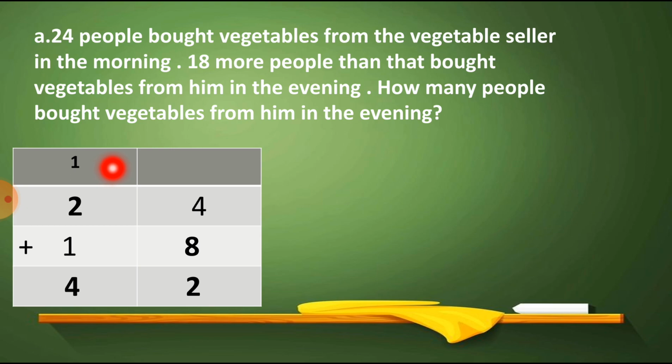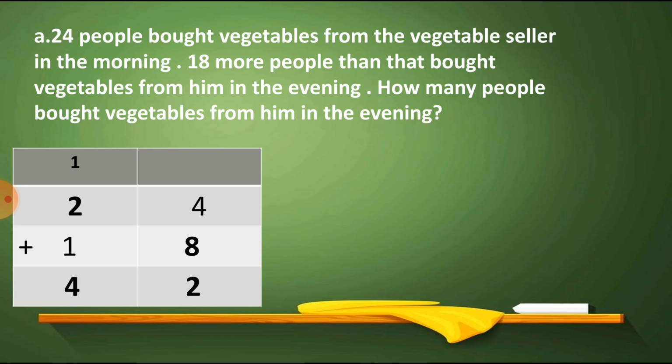Now you have to add the tens column and also add the carry forwarded number in the tens column. 1 plus 2 plus 1 is equal to 4 here. This way you have to add these numbers. So the answer is, what is the question for us? How many people bought vegetables from him in the evening? Our answer is 42 people. You have to write down 42 in the place of how many. 42 people bought vegetables from him in the evening.